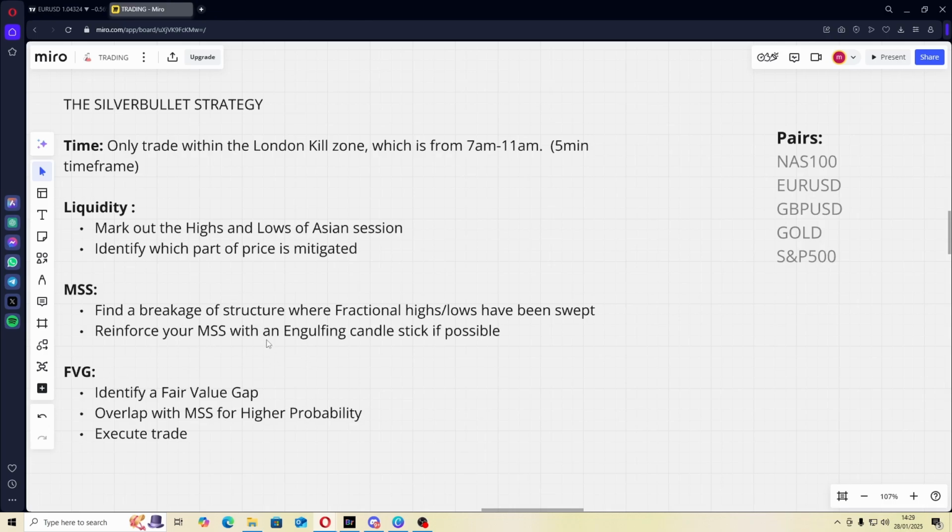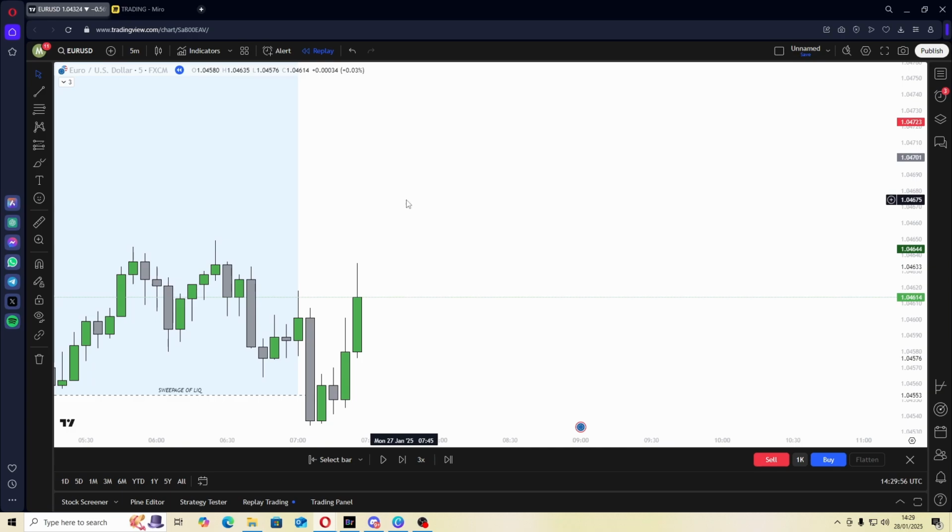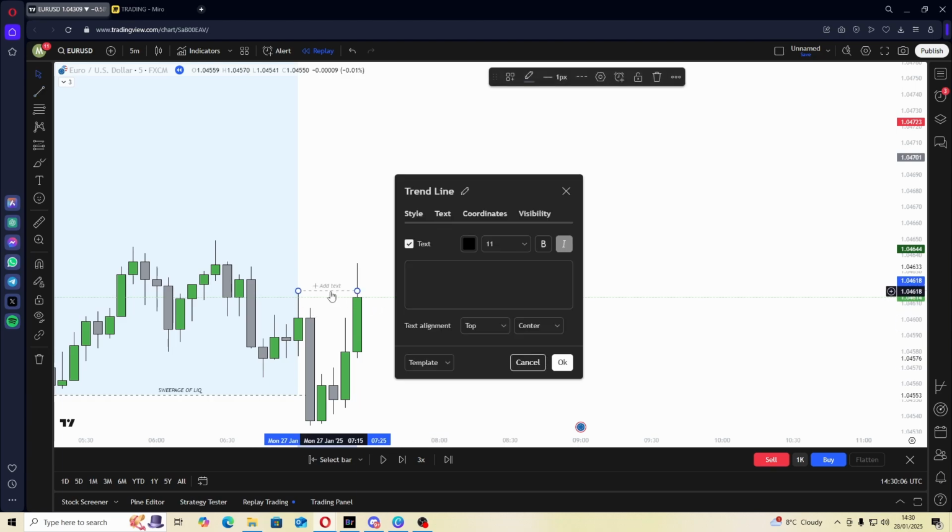Reinforce your market structure shift with an engulfing candlestick if possible. This makes the trade probability go up so much. So you can see right here, this is the most recent high because the candle before it and the candle after it did not go above it. So now if I just mark this out, this will be our market structure shift.